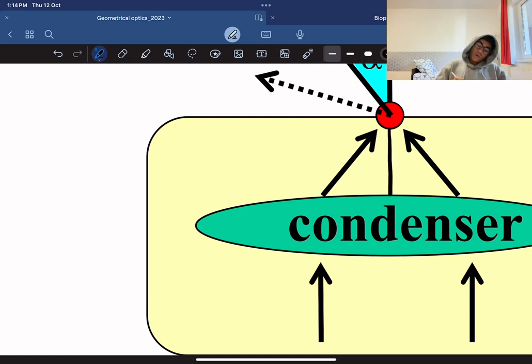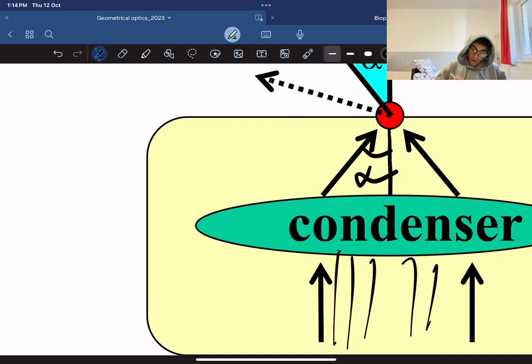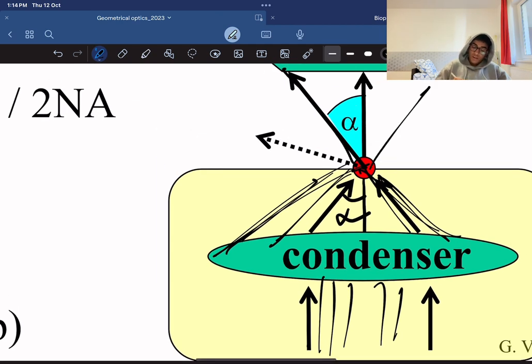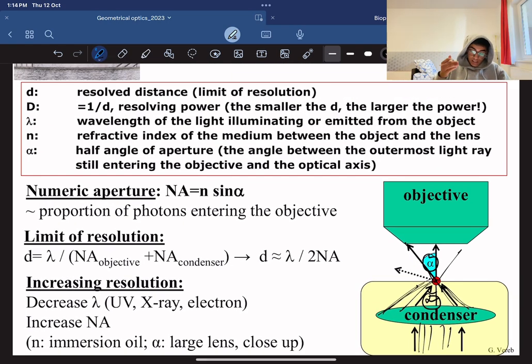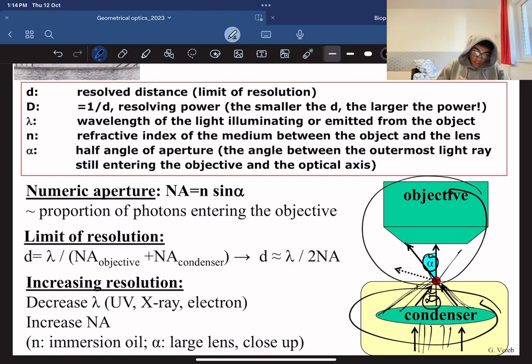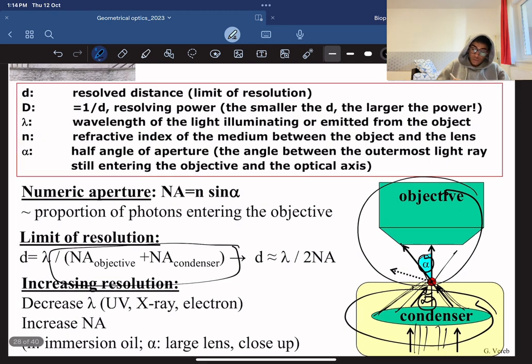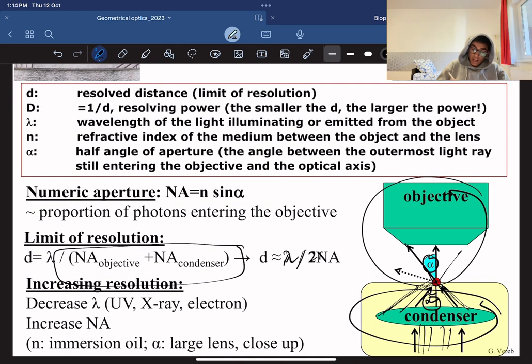Like that. We're going to have this half angle as well. Condenser, the rays are coming like that. They all condense like this. But then only some of them are actually going back over here. So we have this alpha as well and this alpha as well. So we have to take into consideration the numeric aperture of the objective lens and the numeric aperture of the condenser lens. So we take those two into the equation. Then we figure out that these two are roughly the same. So we just write alpha by 2 NA.